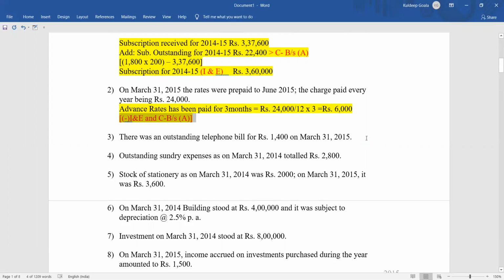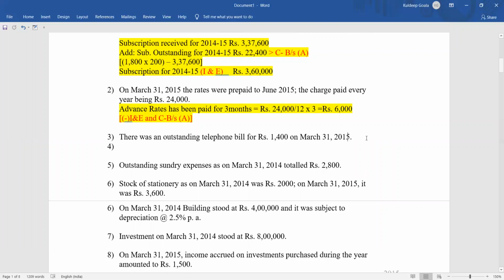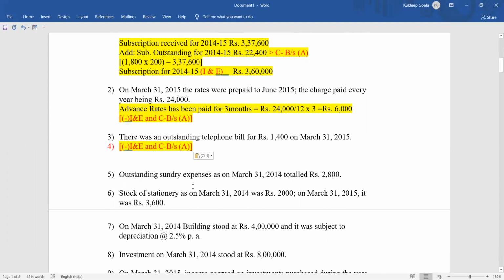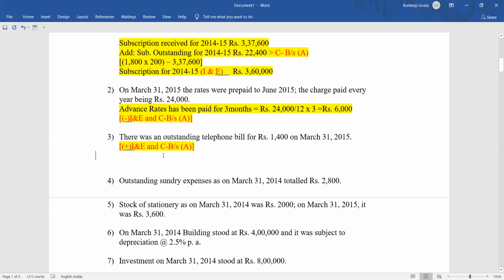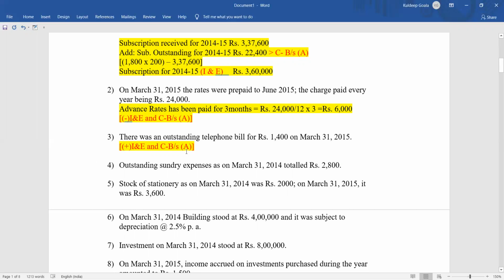So what will be the treatment, very simple. First of all, it will be shown as an addition in the income and expenditure account because it is increasing our expenses. Outstanding है तो एक बार वो इनकम एंड एक्सपेंडिचर अकाउंट में ऐड हो जाएगा। फिर से क्या होगा, क्लोजिंग बैलेंस शीट के लायबिलिटी साइड में आ जाएगा। लायबिलिटी साइड में क्यों आएगा, क्योंकि ये आउटस्टैंडिंग है करंट ईयर का, इसीलिए वो क्लोजिंग बैलेंस शीट के लायबिलिटी साइड में आएगा। I hope all of you have understood it.